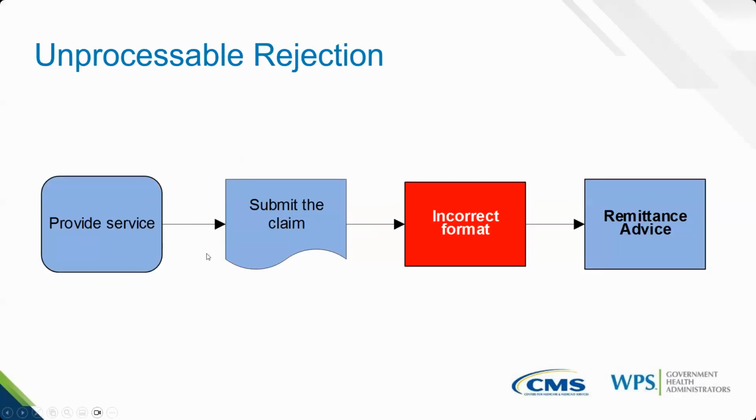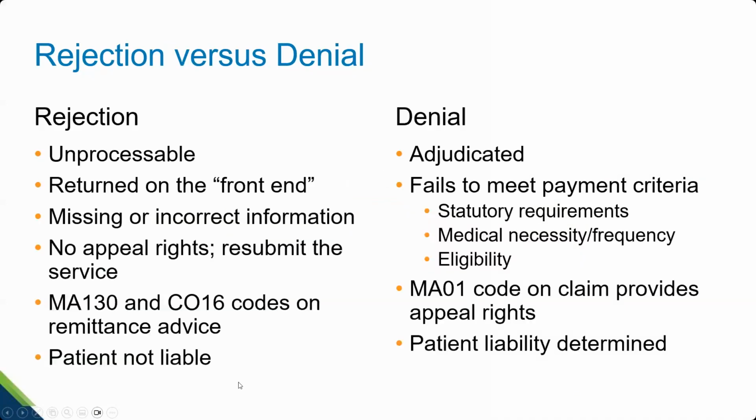This is a simplified graphic that shows what happens to a claim that Medicare deems as unprocessable. This slide shows a side-by-side comparison of a claim rejection as opposed to a claim denial. And these are really very different things. I think a lot of people use these interchangeably when they're really very different things that happen to a claim.